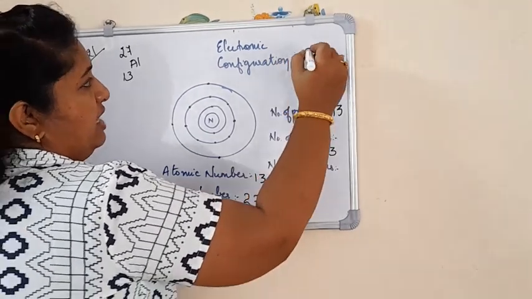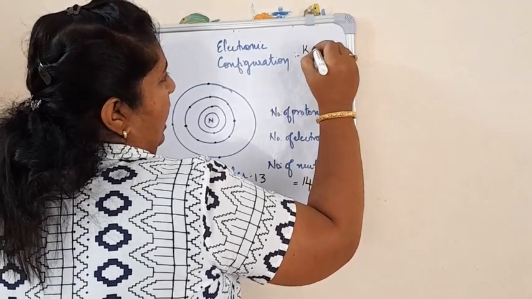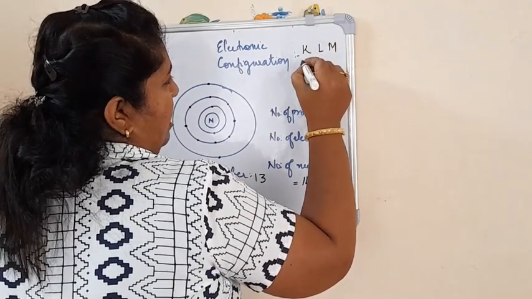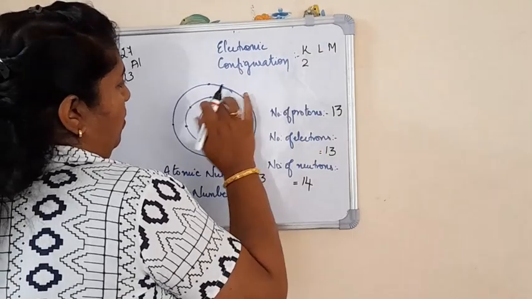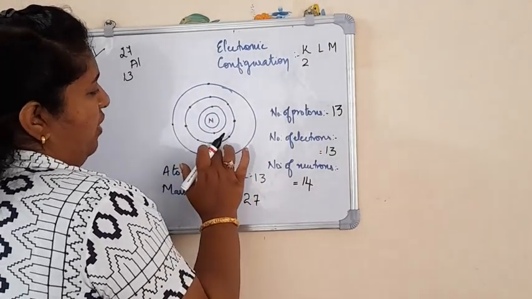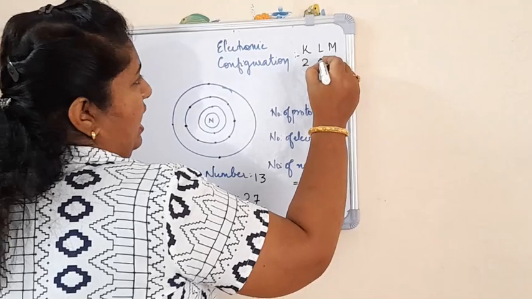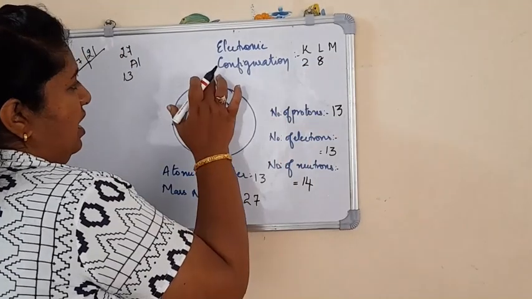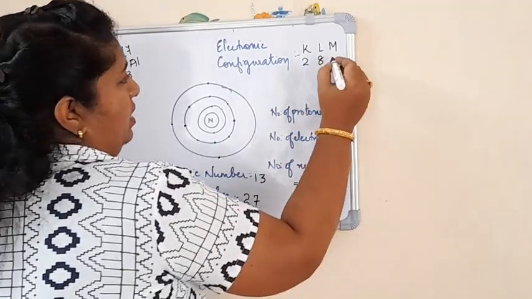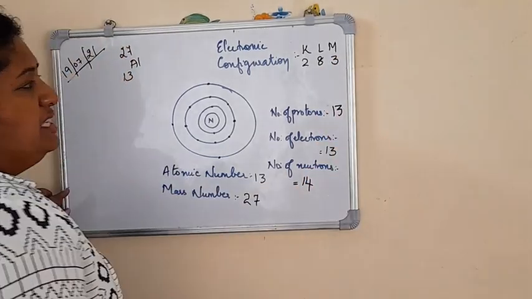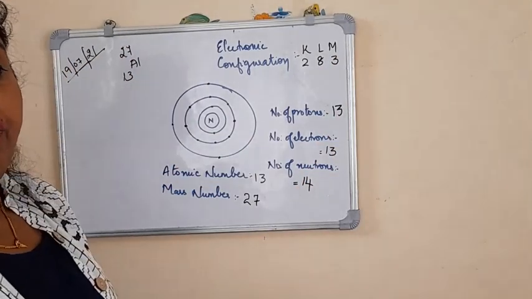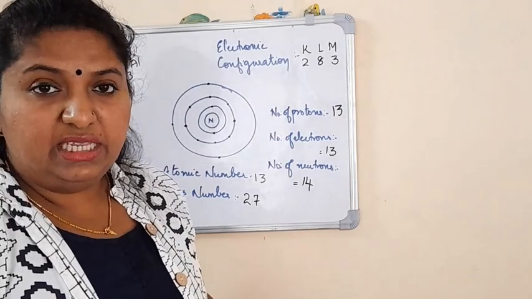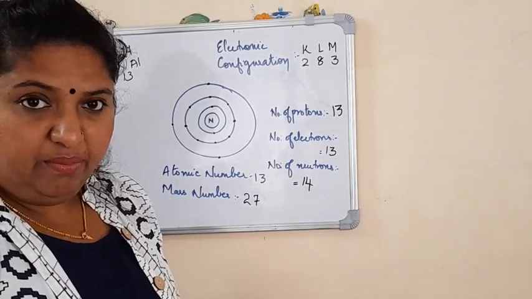Now, you can write the electronic configuration, K, L, M. K, maximum number of electrons 2. L, 1, 2, 3, 4, 5, 6, 7, 8. L shell 8. M shell 1, 2, 3. 3. So, if the Bohr atom model is given, it is easy for us to find out the number of protons, electrons, its atomic number.